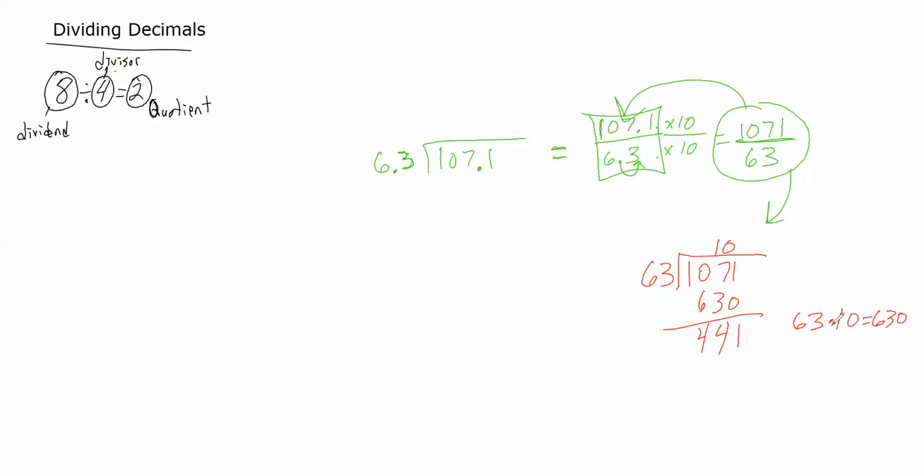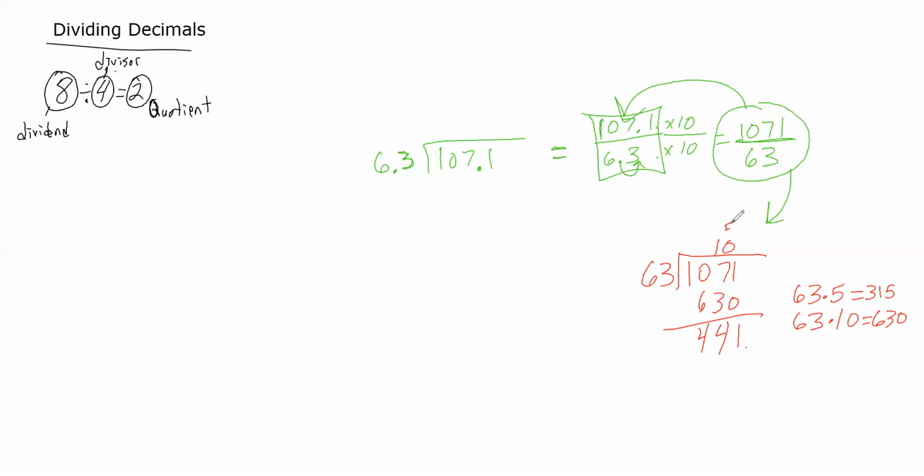Well, let's think about 10 groups of 63 is too much. So I don't have 630 anymore. Well, let's think about half of this. So 63 times 5, I can cut this in half. Half of 6 is 3, half of 30 is 15. So that's going to be 315. That's pretty close to that.